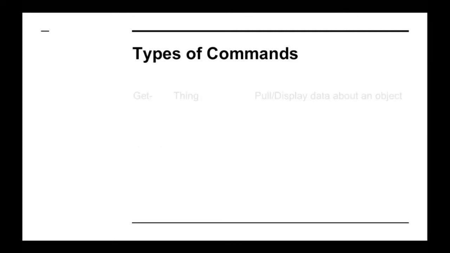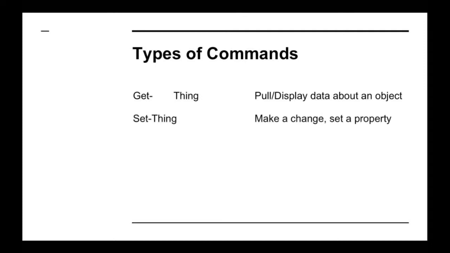Some of the types of commands are always based on verbs. So Get-thing will return you some sort of object. It's a pull or display of data. It's not going to make any changes. It's just extracting information for you.